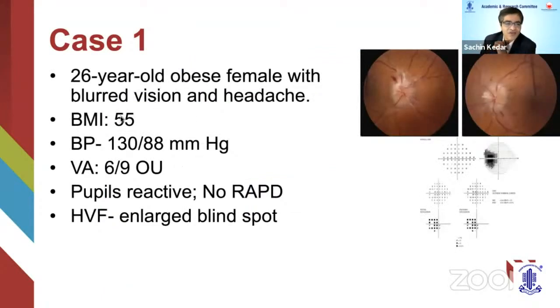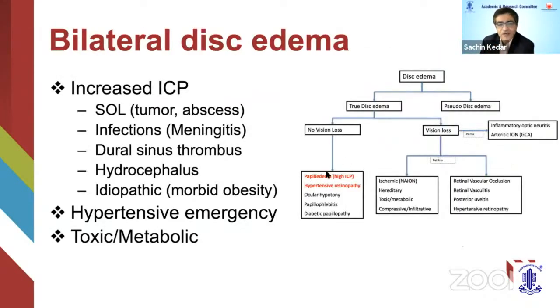Case number 1 is a 26-year-old obese female with blurred vision and headache. She has a BMI of 55, blood pressure is normal, visual acuity is 6/9, pupils are reactive, you can see papilledema, and you can see enlarged blind spots. So here you have bilateral disc edema, no vision loss, true disc edema, and we think this might be papilledema secondary to high ICP or hypertensive disc edema.